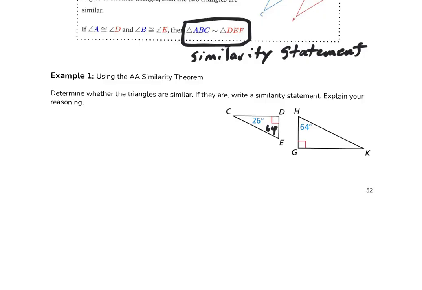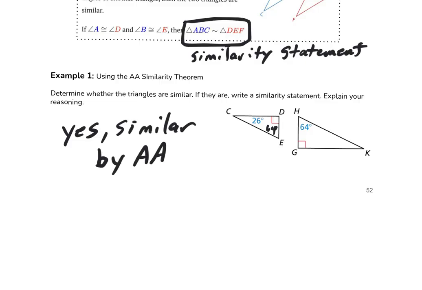So right now, can I go ahead and prove that these two triangles are similar? Yeah. I got a 90-degree angle. I got a 64-degree angle. I could go ahead and prove that K is 26 as well, but we only need two angles, right? And as long as I have two angles, then I would say, yes, these are similar by the angle-angle similarity theorem.